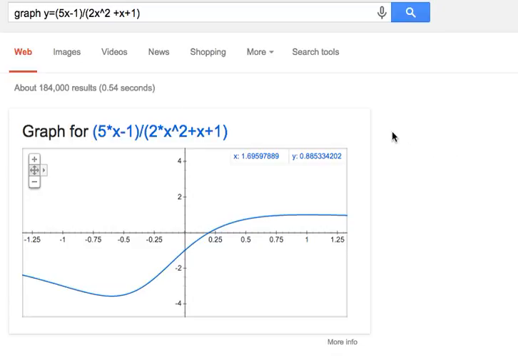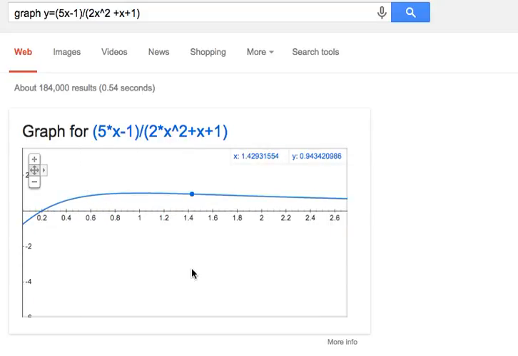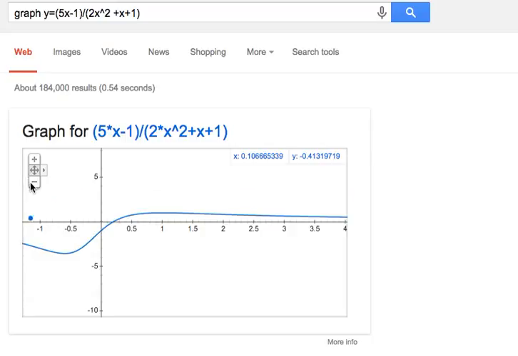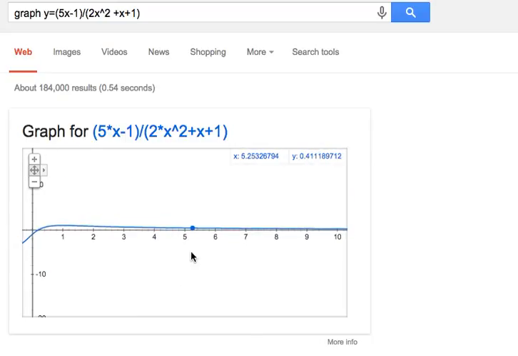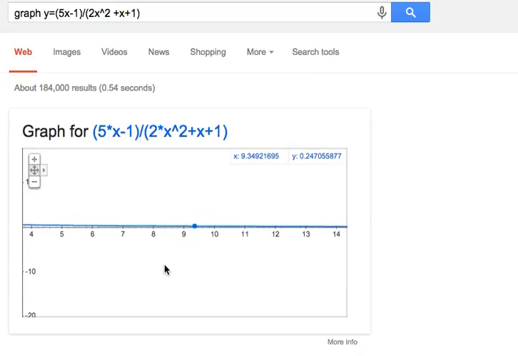This is just a quick Google graph. You just go to Google and type y equals and the equation here. And this comes up. And what we're interested in is the limit as x goes to infinity. So I'm going to actually drag it way out here. In fact, I'm going to zoom out a little bit as well. And you can see that these values are getting closer and closer to 0. They're just getting really, really small there.